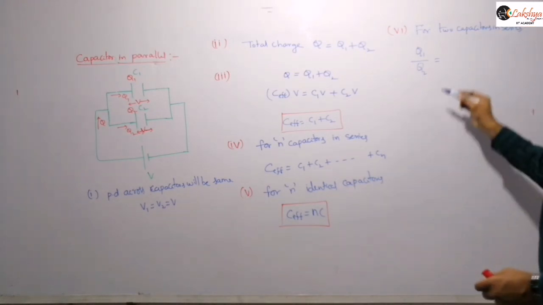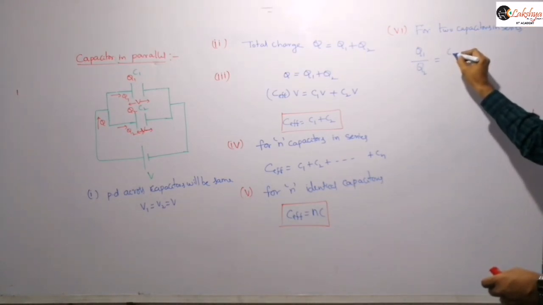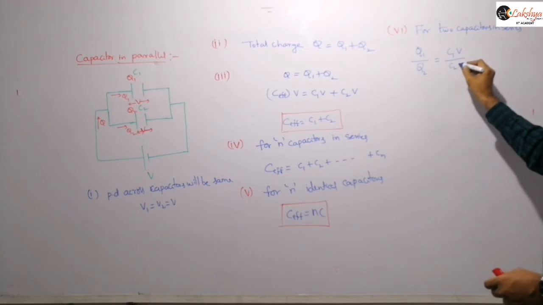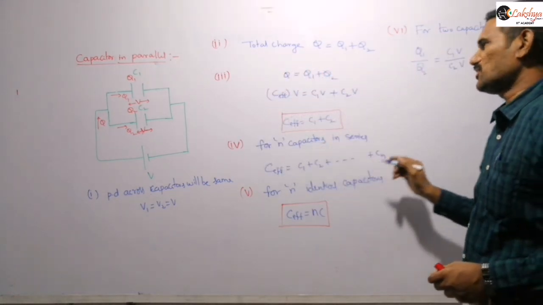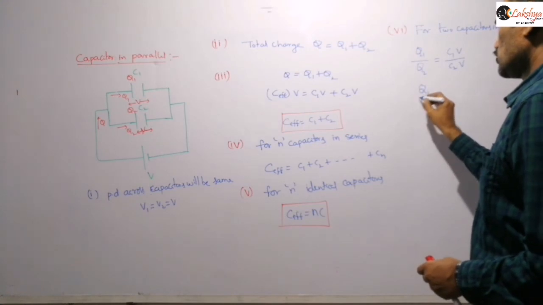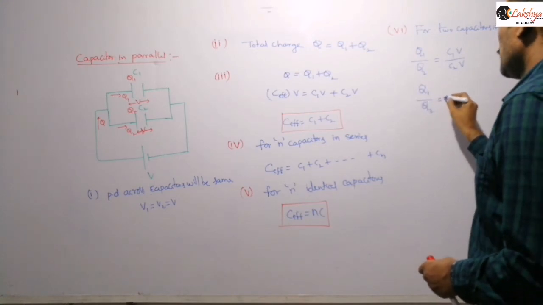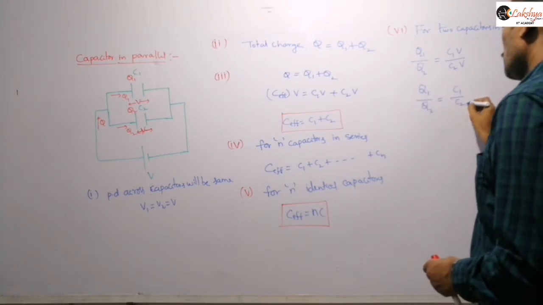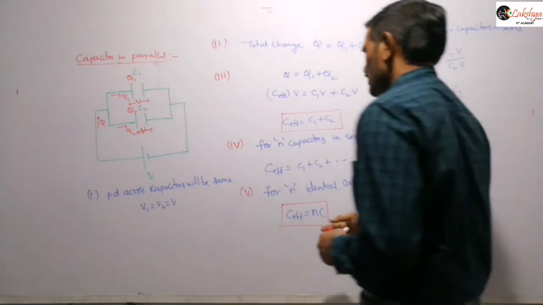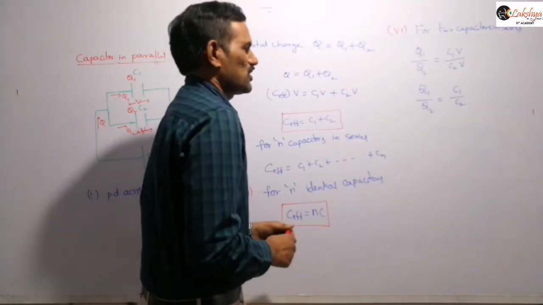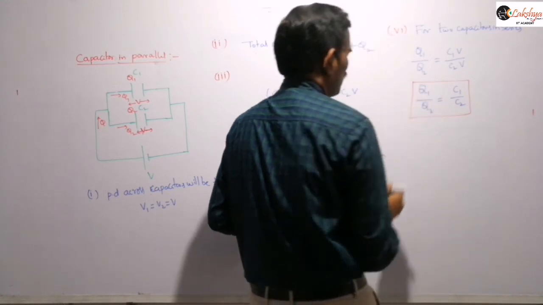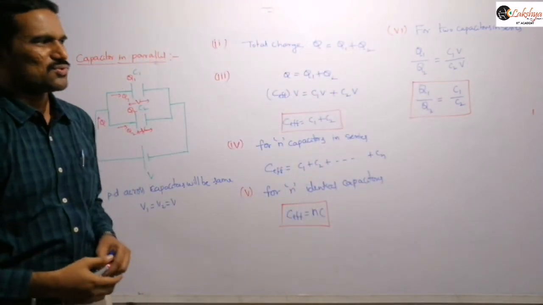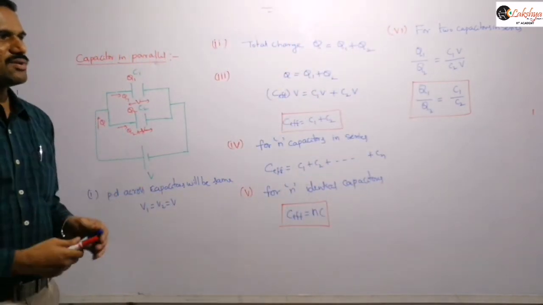Simply we can write the Q is equal to CV formula. So C1 into V and C2 into V. Now that V is common in the parallel combination, and therefore Q1 by Q2 is equal to C1 by C2. So the ratio of the charges will be equal to the direct ratio of their capacitances only, right? So that is the parallel combination of capacitors here.